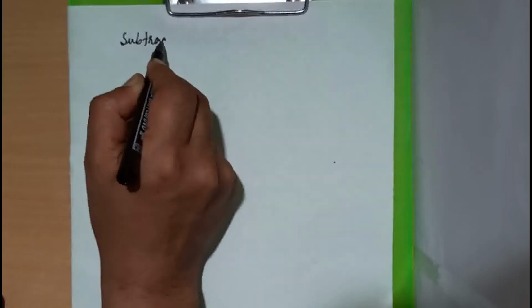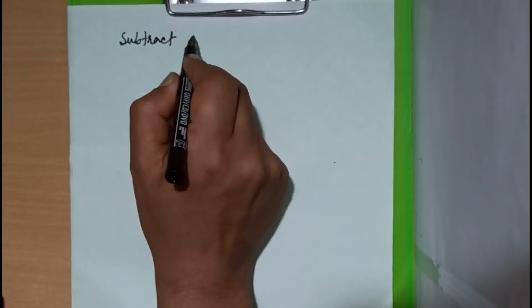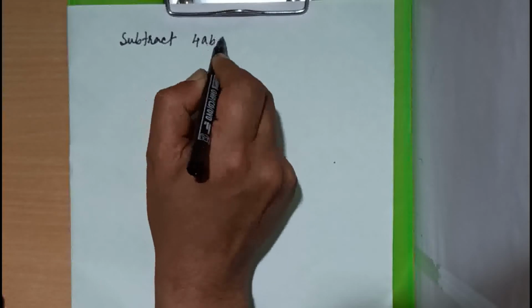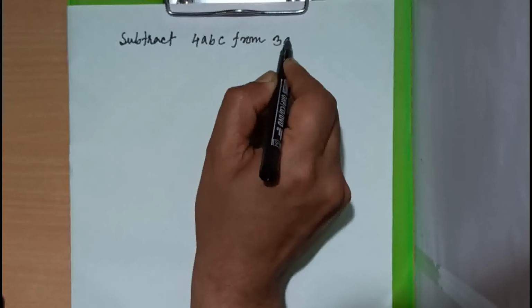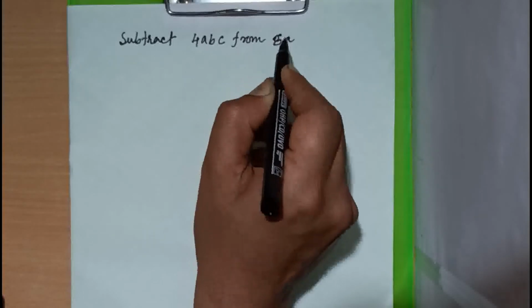So I will just start this subtraction by taking an example. Here also you will remember that we can subtract only the like terms, as we did in addition. So let us take an example. Subtract 4abc from 8abc.